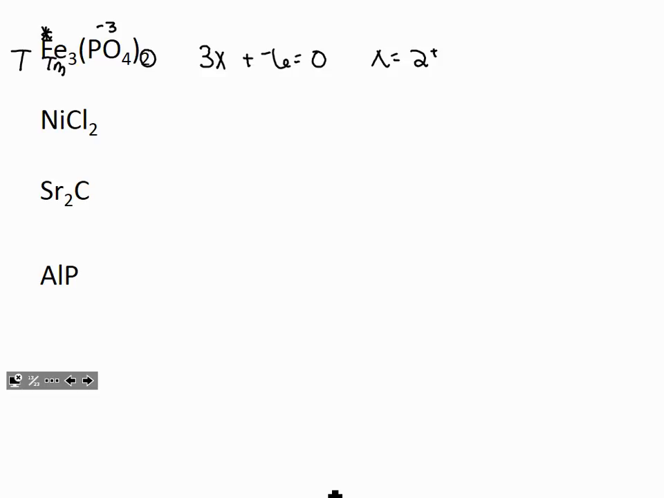So this Fe stands for iron. So we're going to put a Roman numeral 2. Iron 2, and then our second ion, right? This is our cation, this is our anion, is going to be phosphate.